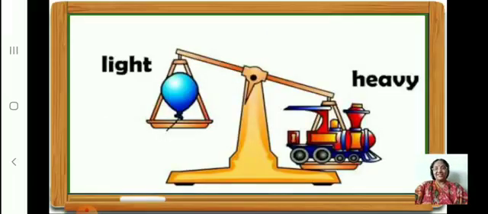Now children, look here in this picture. Here also we can see the heavier side of the weighing scale is down. On the left hand side we have a balloon which is light in weight, and on the right hand side we have a train which is heavy.